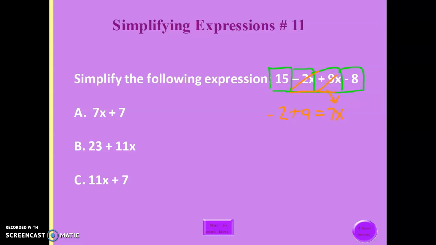I have 7x. Then if I look, I also have regular constant numbers, just regular integers. They're 15 and negative 8. I can also put those together because, again, they're regular numbers. So 15 minus 8 is going to give us 7. So putting these two terms that I got for an answer together, we have a 7x and a positive 7. If I look at my answers here, A is the one that has the correct terms there, 7x plus 7.